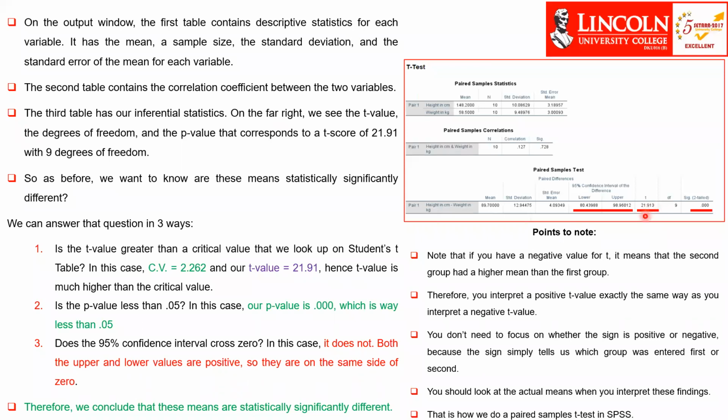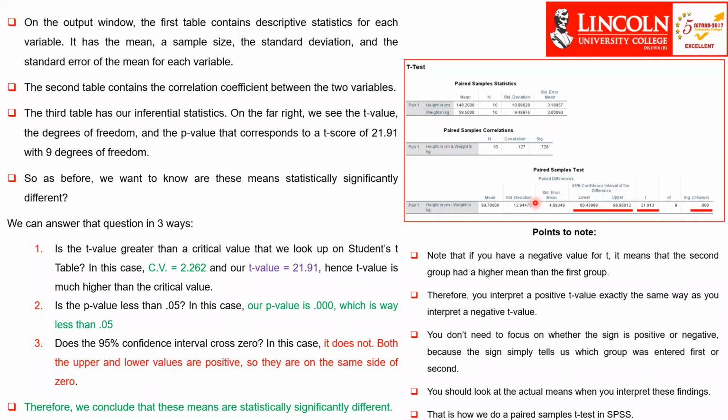And so as before, we want to know, are these means statistically significantly different or not? Looking at it here, you see that the means are really different. But how do we know from this result? Because the mean for the height is 148.20, and the mean for the weight is 58.40. But how do you prove this from this particular result?